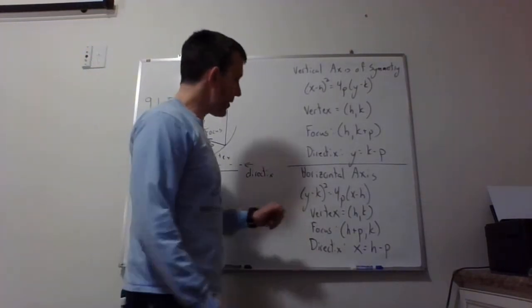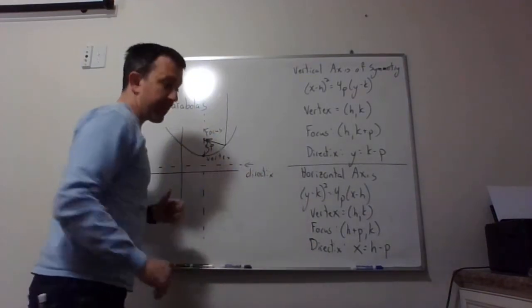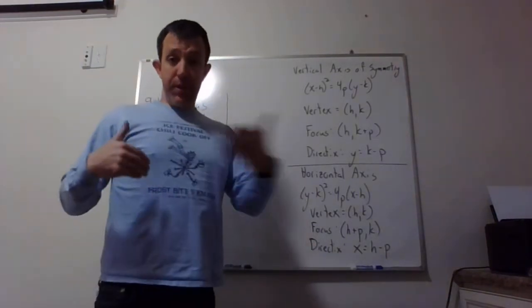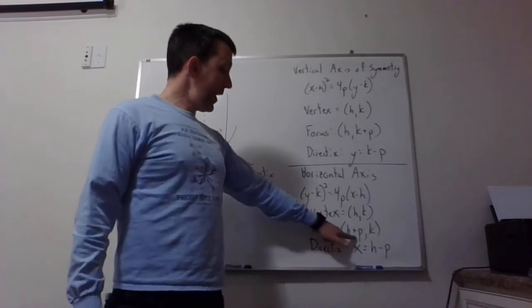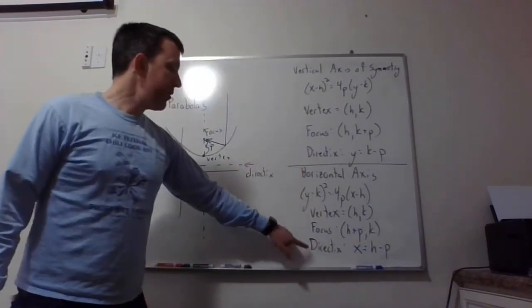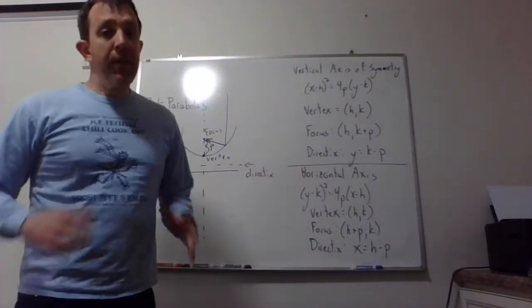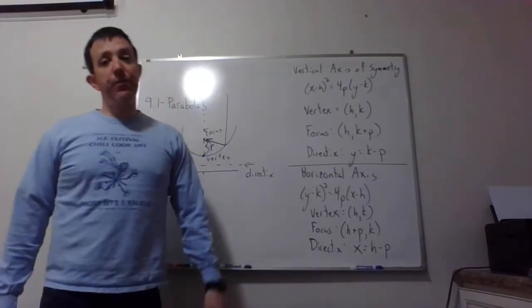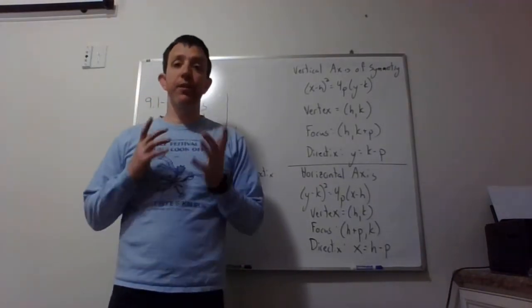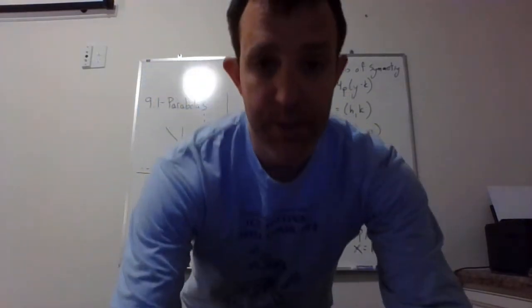The focus and directrix now, since we're opening sideways, we're going to go p units out to the side to find the focus and directrix. So the focus will be at h plus p, we're adding it to the x coordinate, comma k. And then the directrix is the vertical line, x equals h minus p. So again, either write those down or probably even easier, go find them in your book and pay attention to them when we go into the rest of this, because we're going to do some examples.